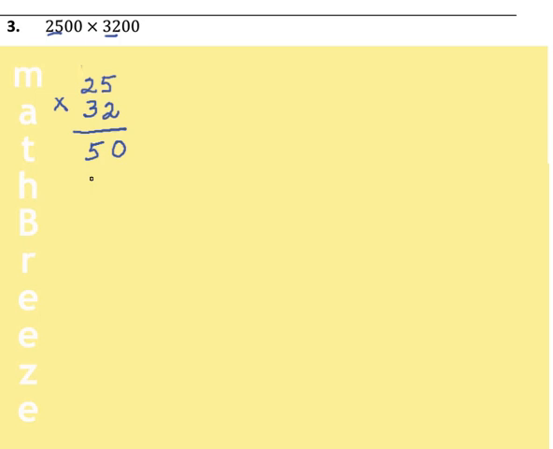3 times 5 is 15, and we're indenting. Put down the 5, carry the 1. 3 times 2 is 6, and 1 is 7. And let's add. We have 0, 5 and 5 is 10, and 7 and 1 is 8. Okay, so that's not our final answer. Our final answer is 800, and now we're going to have to add on 1, 2, 3, 4 zeros. And that's our product.